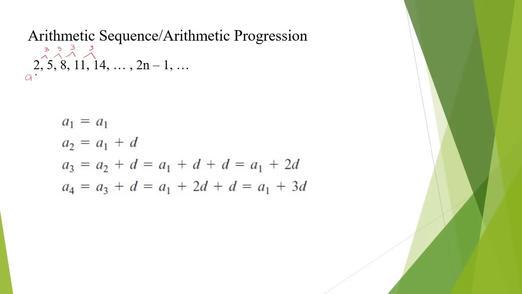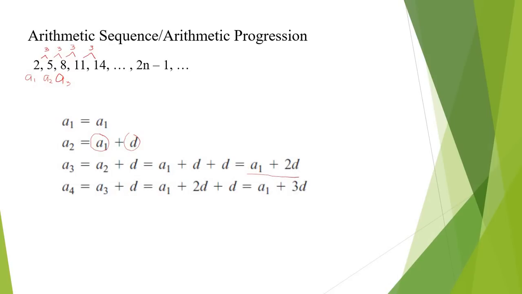A1 being equal to 2, A2 is equal to 2 plus the difference 3, equal to 5. So it's similar here. We have this expression. This is our A2. And our A3 is equal to A1 plus 3 plus 3. So we have 2D, A1 plus 2D. So our A3 is equal to A1 plus 2D.